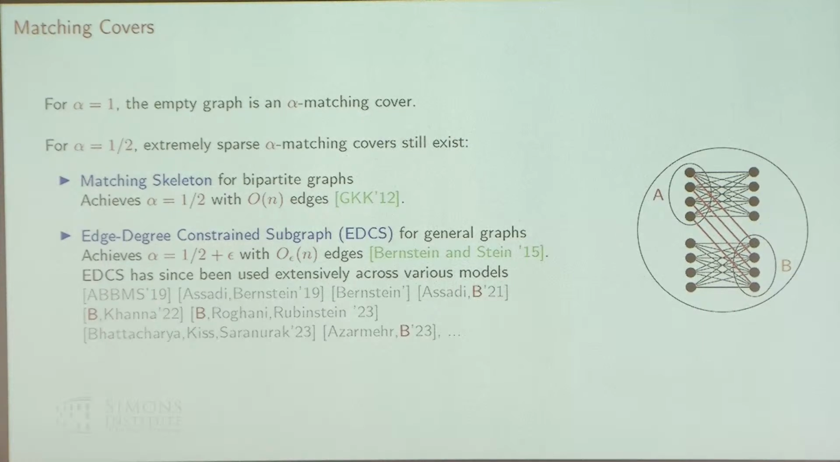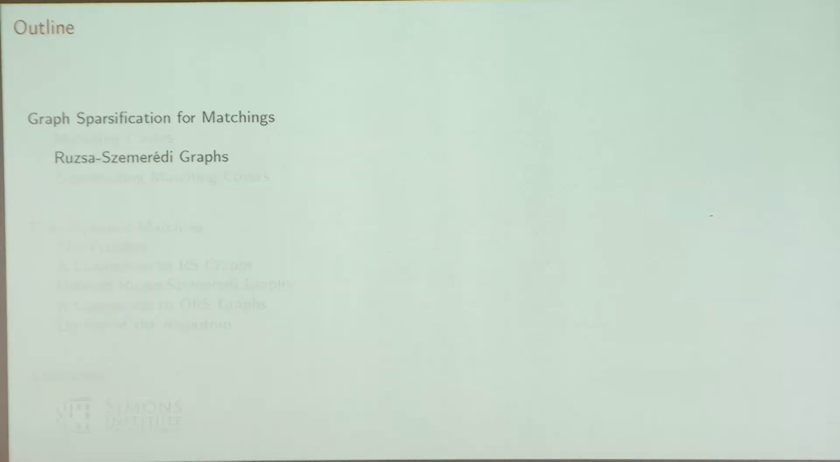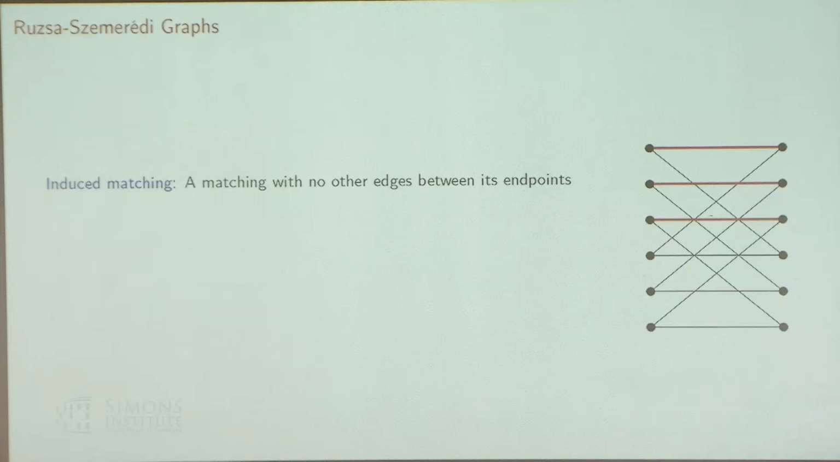But as we decrease the value of alpha, the matching cover covers more and more smaller matchings, which is what we really desire. So the question is, can we achieve sparse matching covers for alpha less than half? And the answer is that we actually don't know. We essentially don't know if sparse alpha matching covers exist for alpha less than half. But we have a good reason to believe that this is a hard problem. To explain that, I have to tell you what Ruzsa-Szemerédi graphs are, which is closely connected to matching covers.